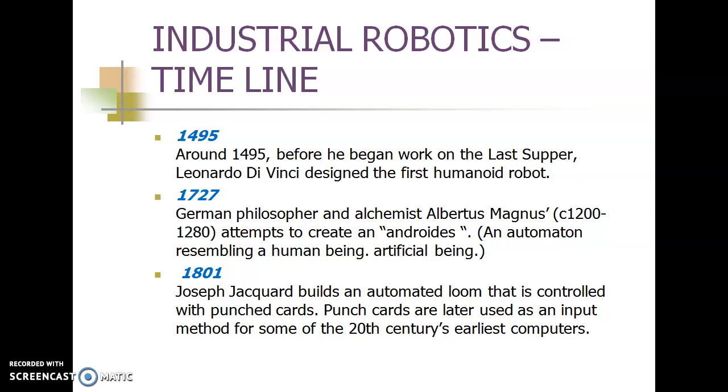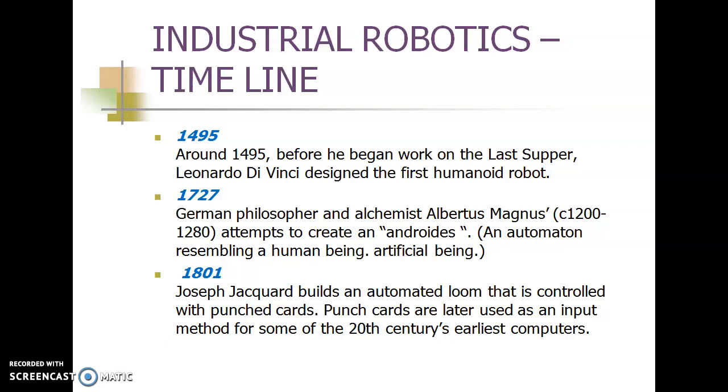And then in 1727, a German philosopher and alienist, Albertus Magnus, attempts to create androids. Again, a human-like being they try to create in 1727. In 1801, actually there is a breakthrough for automation. Joseph Jacquard builds an automated loom that is controlled with punch cards.